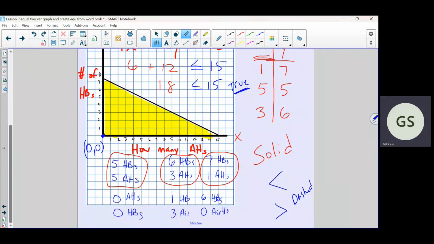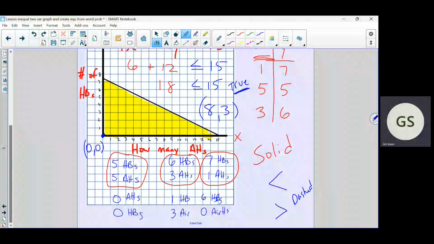8 is your x, because that's the Airheads, and 3 is your y. On the quiz it will not be a word problem. I'll just give you an ordered pair, more than just one, and ask, is that a solution? You just have to find it on the graph. If it's in the shaded area or on a solid line, it is. Otherwise, it's not. So look at where you think that is.